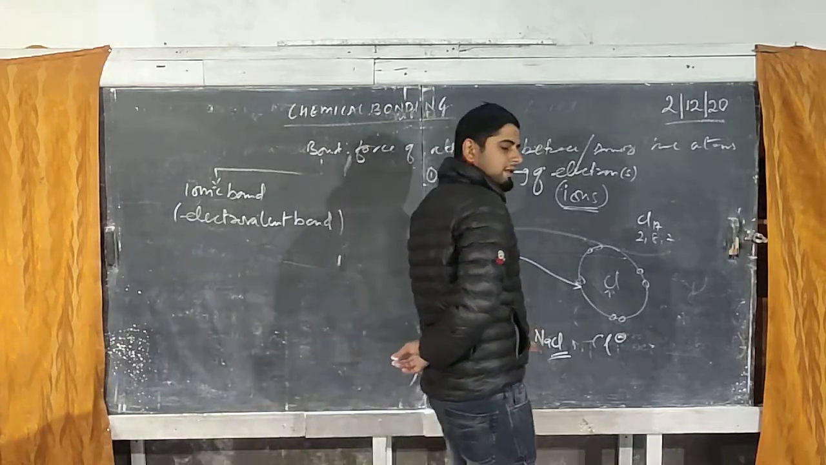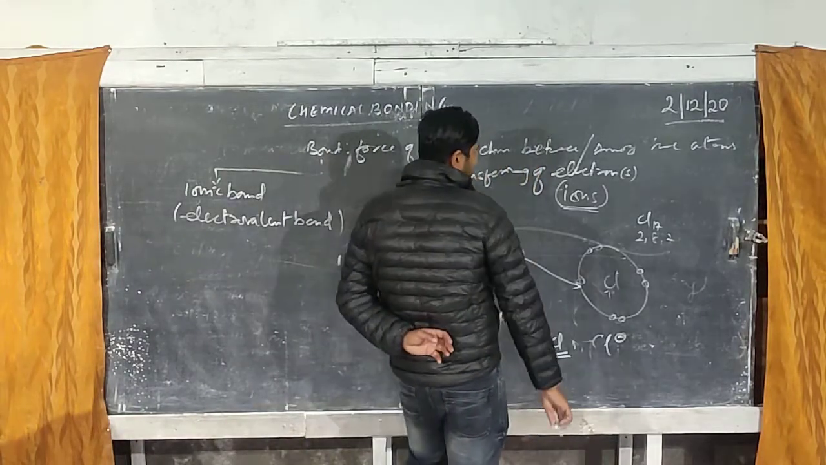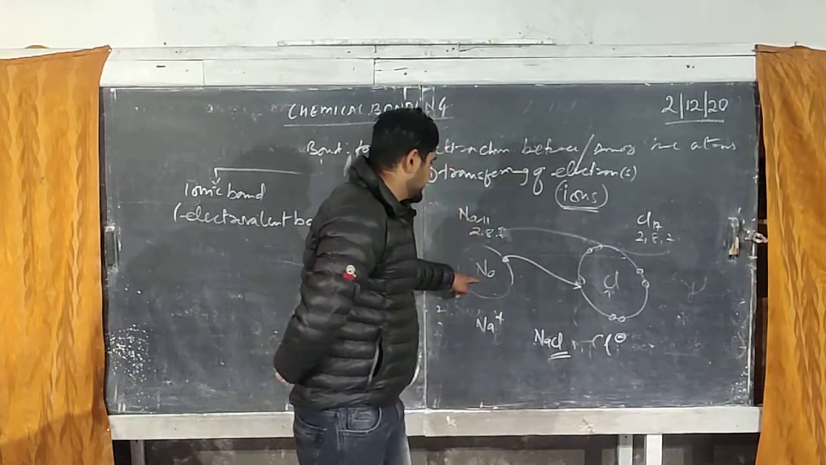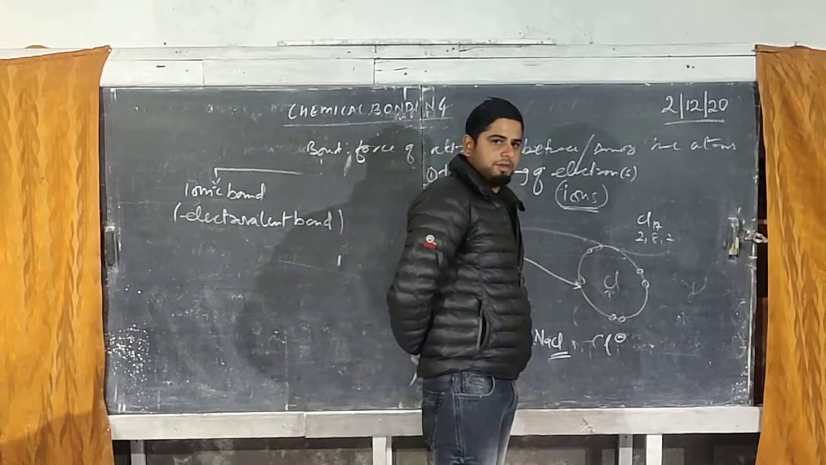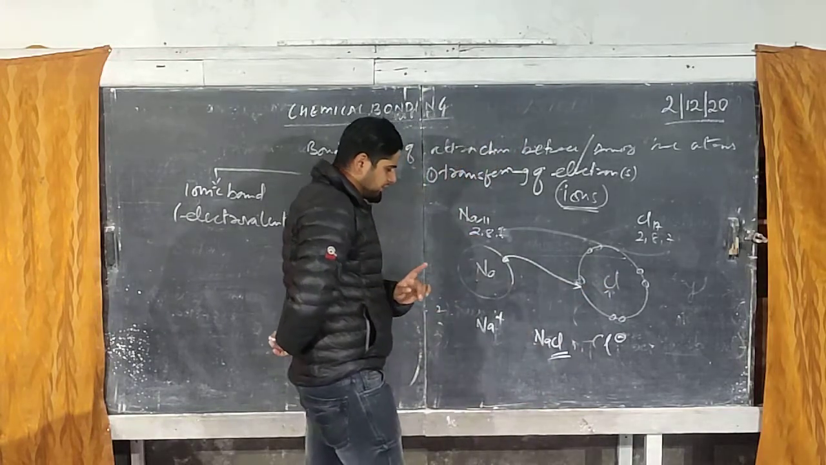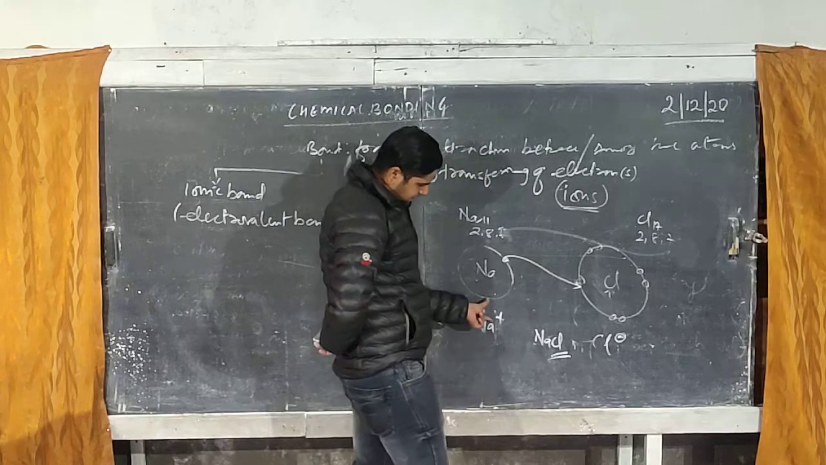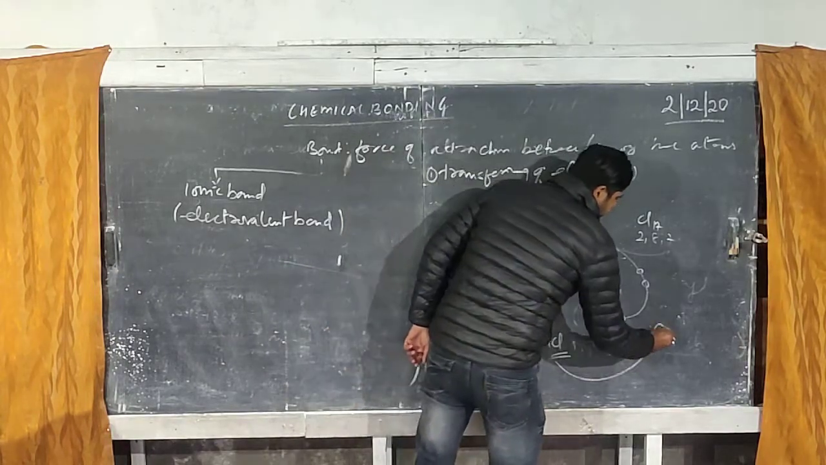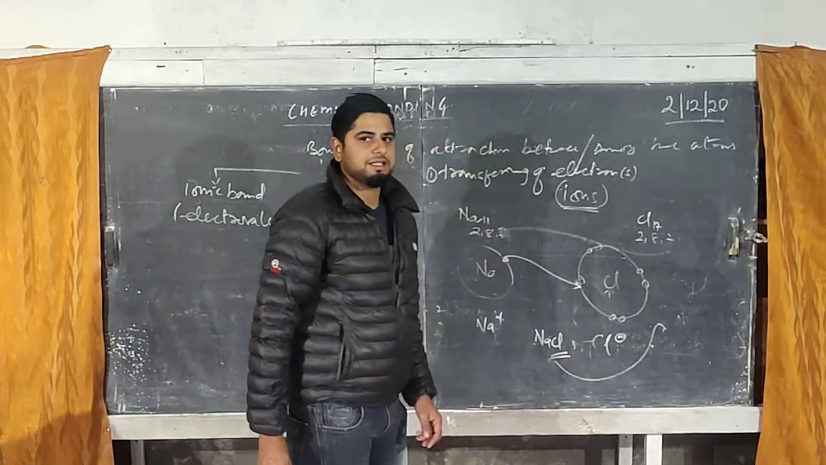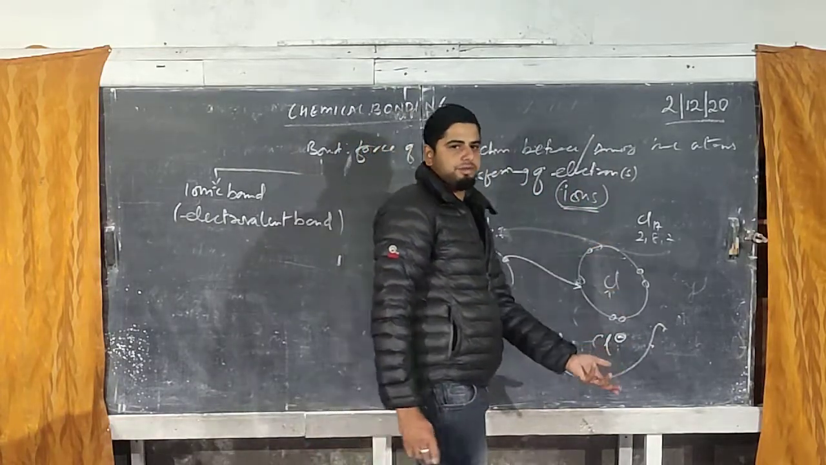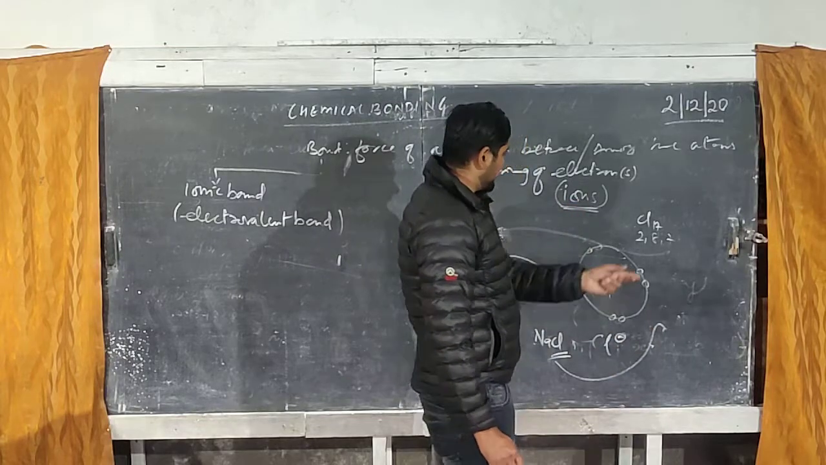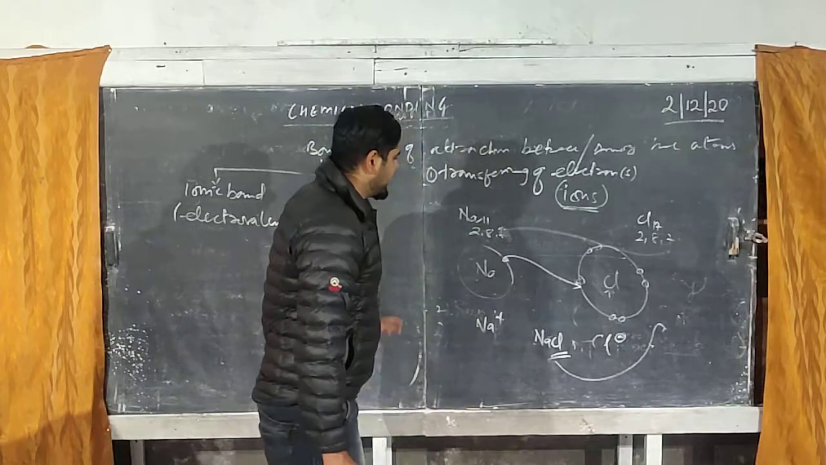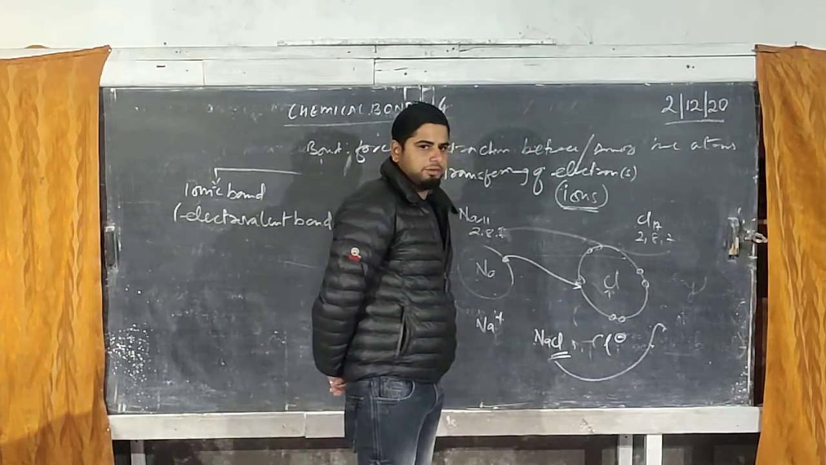NaCl is the salt. This salt is formed by transferring one electron from sodium to chlorine. Here, ions are present, Na plus and Cl minus. That is why, if you make a solution out of NaCl, you get Na plus and Cl minus ions in the solution. That is why ions are present. So an electrovalent bond is formed by this way of transferring of electrons.